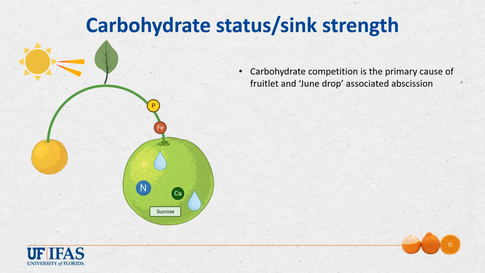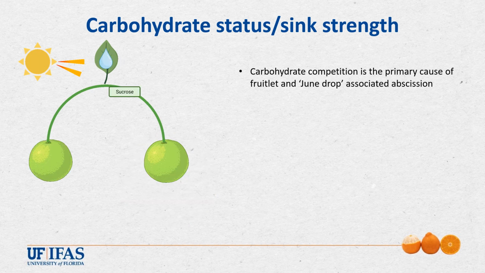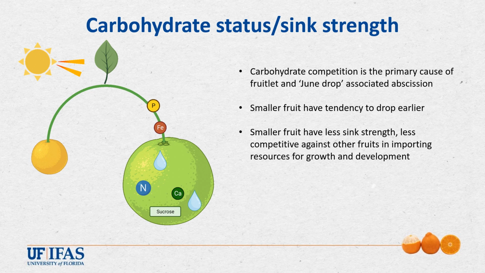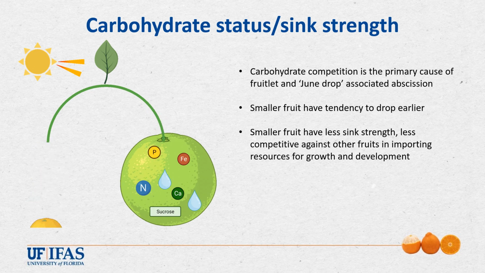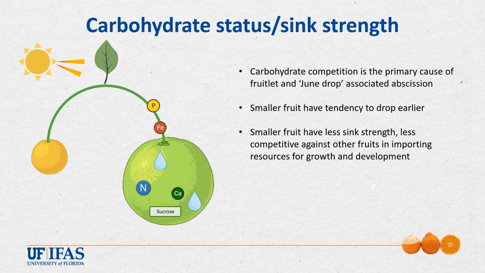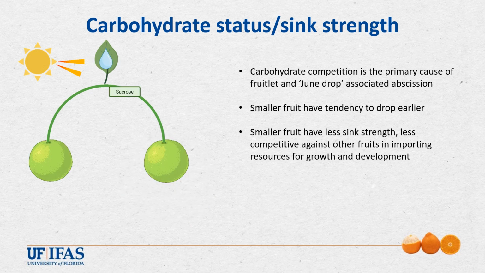Although carbohydrate competition is associated with the June drop event in citrus, recent research has shown that smaller fruit in stage 3, or mature fruit that are close to the harvest period, tend to drop more than larger fruit. This is thought to be because smaller fruit have less sink strength and they stop growing. When the fruit stop growing, they will drop, and this can happen prematurely.